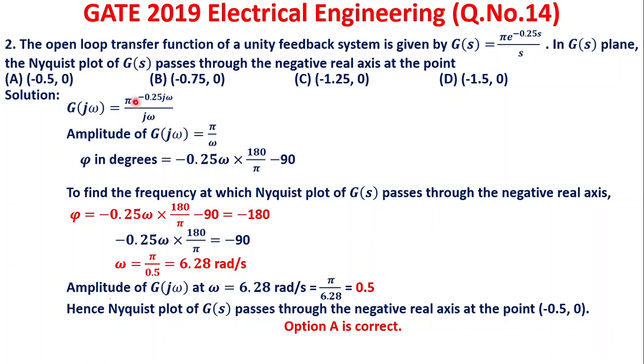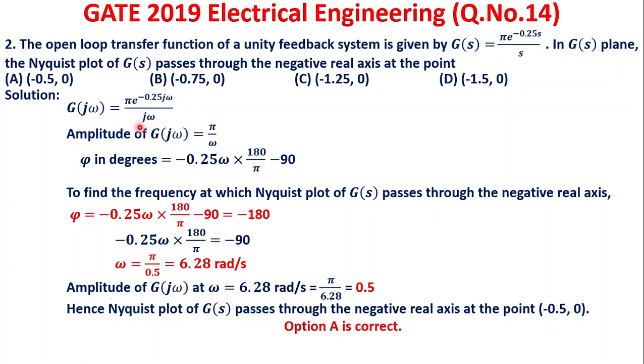Then the phase angle. Pi is a scalar, it is not an angle here. E power minus j theta means minus 0.25 omega is the angle, and it is in radians. Normally we express the phase angle in degrees. Therefore, since pi radians corresponds to 180 degrees, minus 0.25 omega should be multiplied by 180 divided by pi. Okay, so that is as far as the numerator is concerned.